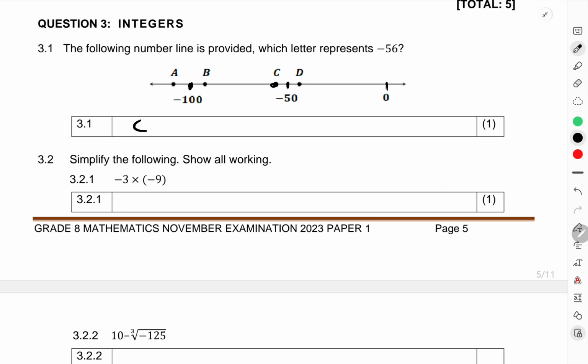Now, 3.2, simplify the following, show all the workings. Now, I have negative 3 multiplied by negative 9. Obviously, negative multiplied by negative, the answer will become positive. Therefore, what is 3 multiplied by 9? The answer becomes positive 27.